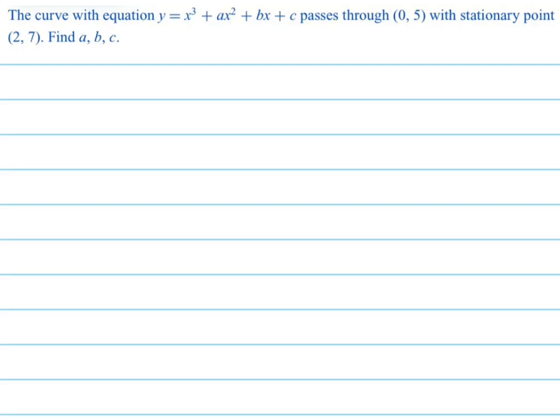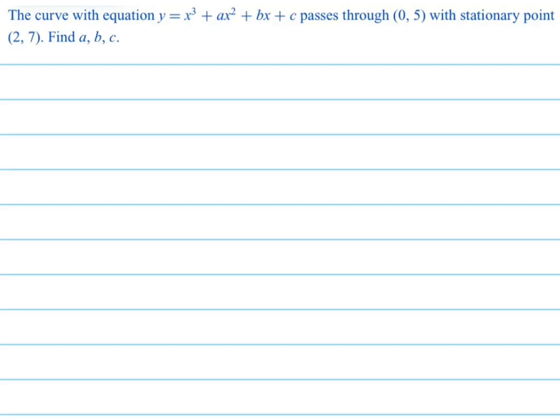Okay, last question. Now this is, they've got the curve. It goes through 0 and 5, and it's got a stationary point at 2 and 7. So, look, you've got 3 variables to solve for. So you need 3 equations. Do you think you can scrape up 3 equations out of that? Now have another look at it.